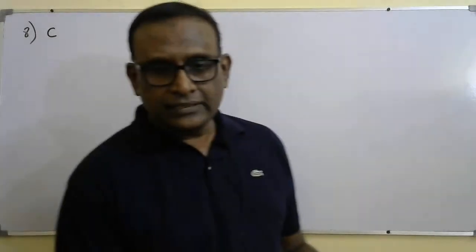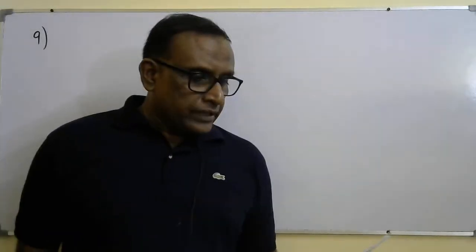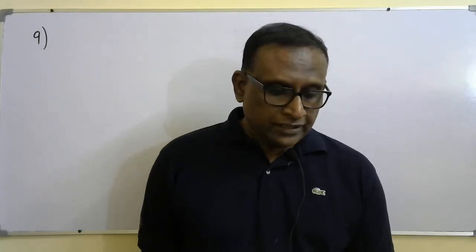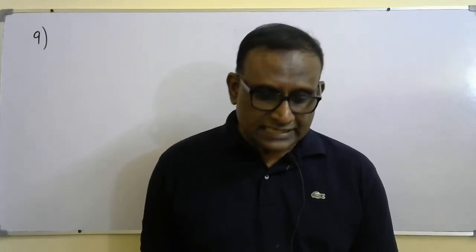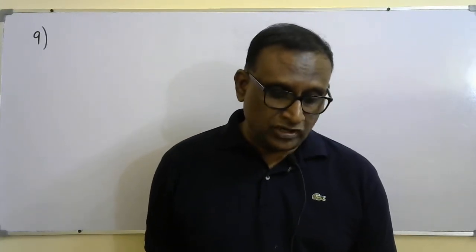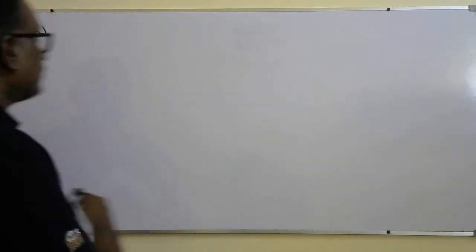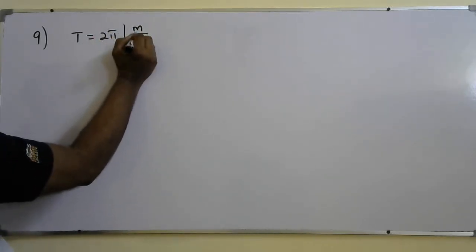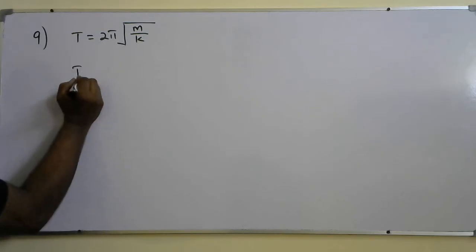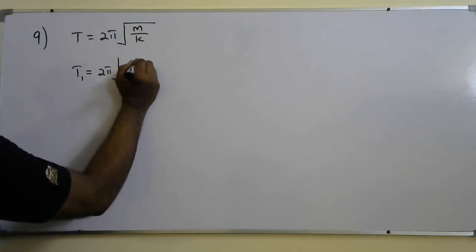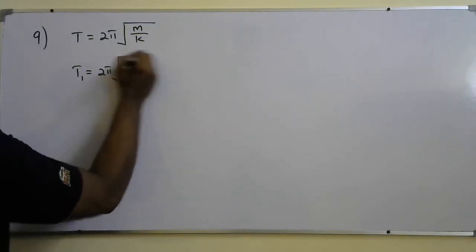Question number 9. A student hangs a mass from the end of a spring and sets the mass into vertical oscillation. The period of oscillation of the mass is capital T. The student then hangs the same mass from a second spring with a spring constant 4 times the first spring. What is the period of oscillation of the second spring? So we know the equation for time period, T equals 2 pi square root of m over k. For the second spring, the time period, let's call it T1, is 2 pi square root of m over 4k, because the same mass is attached and the spring constant is 4 times.